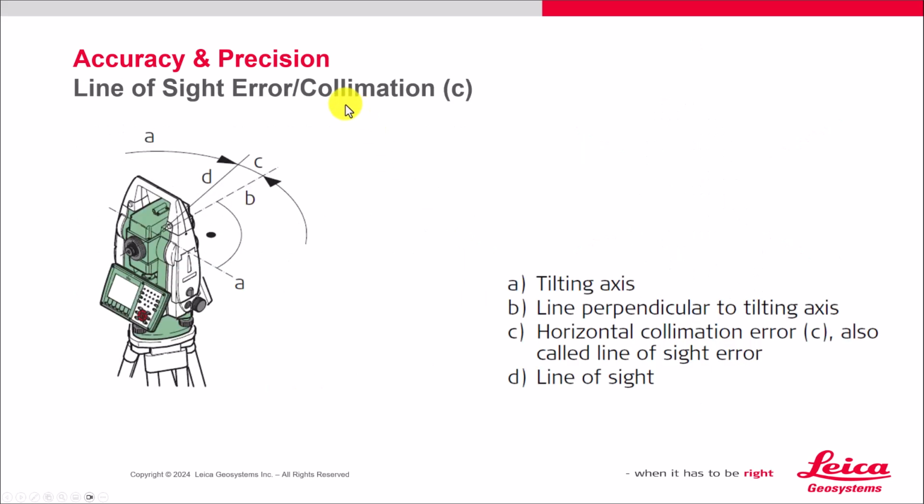Line of sight error, or collimation. So A is the tilting axis, B is the line perpendicular to the tilting axis, and C is the horizontal collimation error, which we talk about quite often, and we correct for that, or line of sight error. And then D is the line of sight.